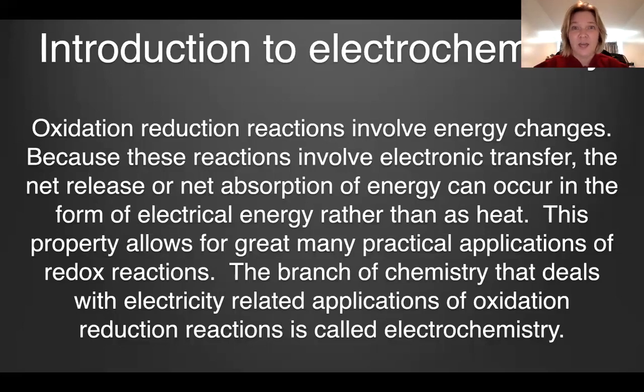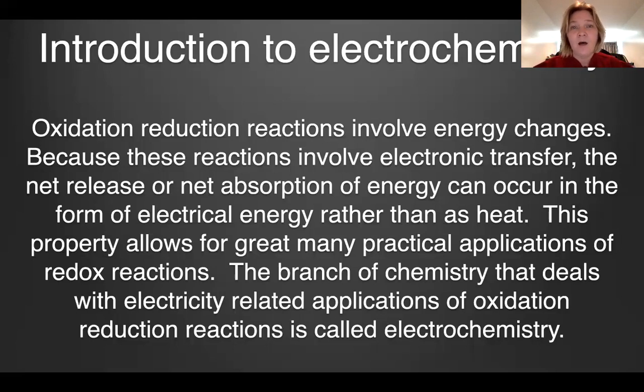Okay, electrochemistry. Oxidation reduction reactions involve energy changes. Because these reactions involve electron transfer, the net release or net absorption of energy can occur in the form of electrical energy rather than as heat. This property allows for a great many practical applications of redox reactions. The branch of chemistry that deals with electricity-related applications of oxidation reduction reactions is called electrochemistry.